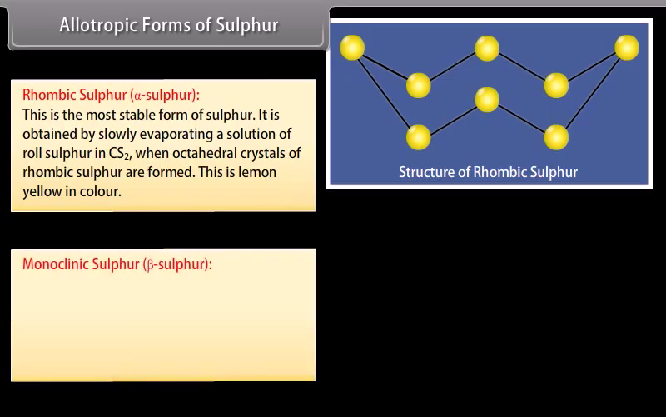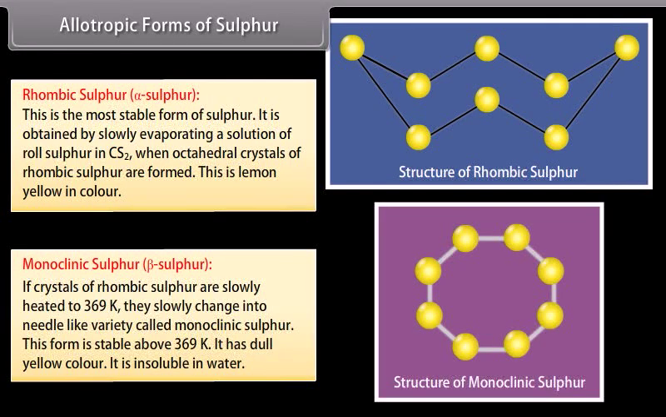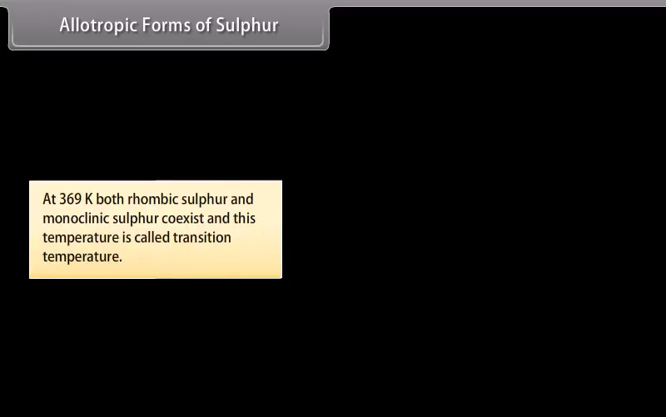Monoclinic sulfur. If crystals of rhombic sulfur are slowly heated to 369 Kelvin, they slowly change into a needle-like variety called monoclinic sulfur. This form is stable above 369 Kelvin. It has a dull yellow color. It is insoluble in water. At 369 Kelvin, both rhombic sulfur and monoclinic sulfur coexist, and this temperature is called the transition temperature.